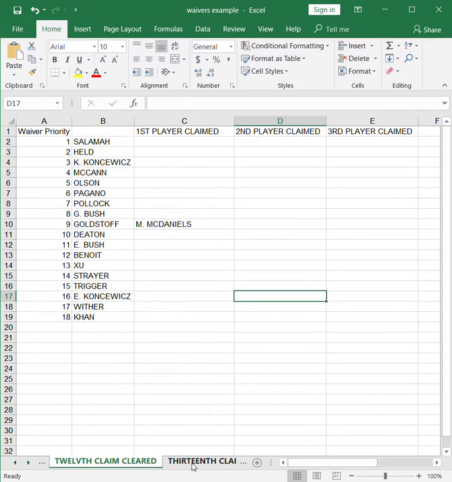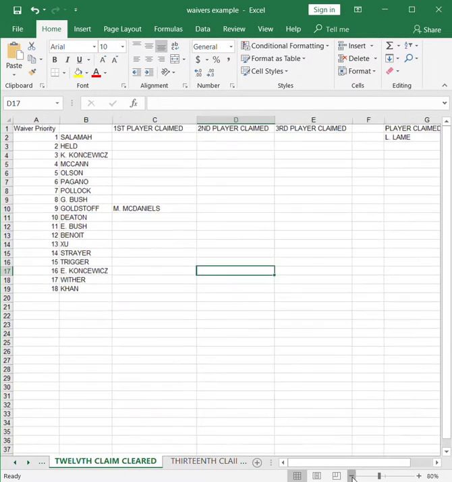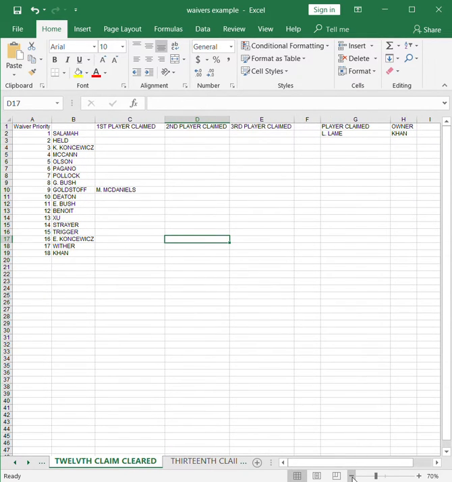Lame goes on to his active roster. Lame is now off of waivers on Talib's roster. Talib falls to 18th. Everyone else slides up a spot. So, the rest of these people don't have anything, and I know. Wow, TJ already made a claim this time. TJ got somebody. Don't remember who it was, but he got somebody.